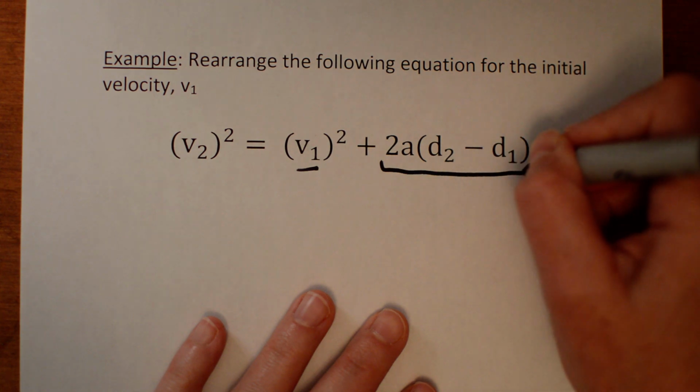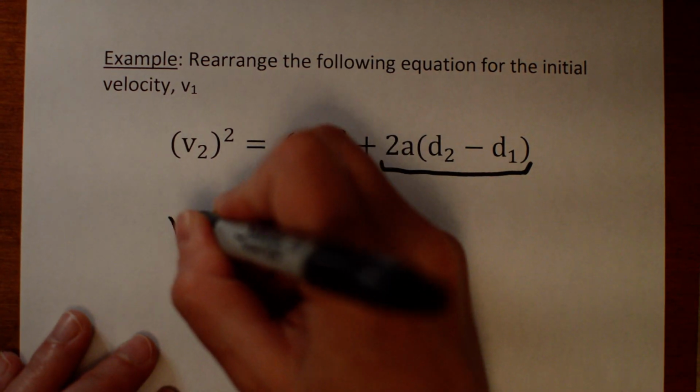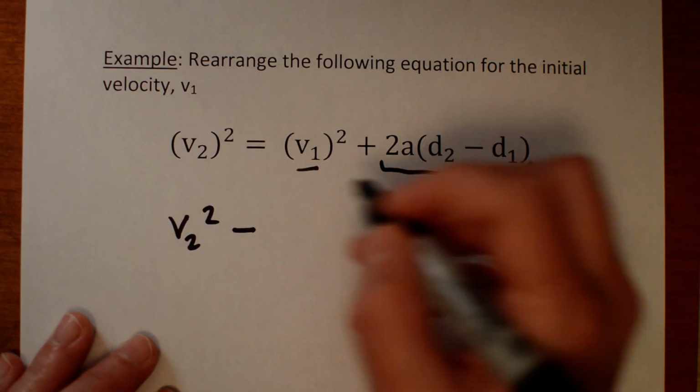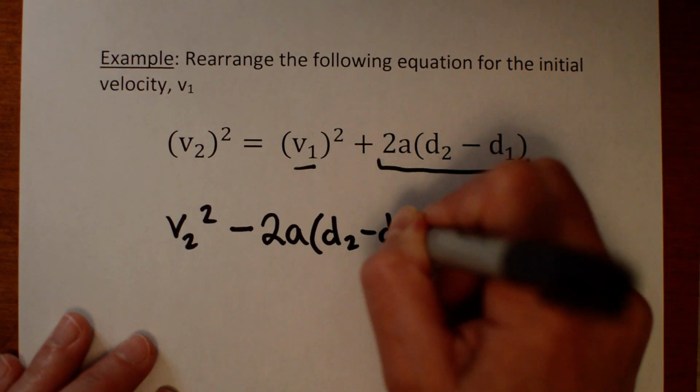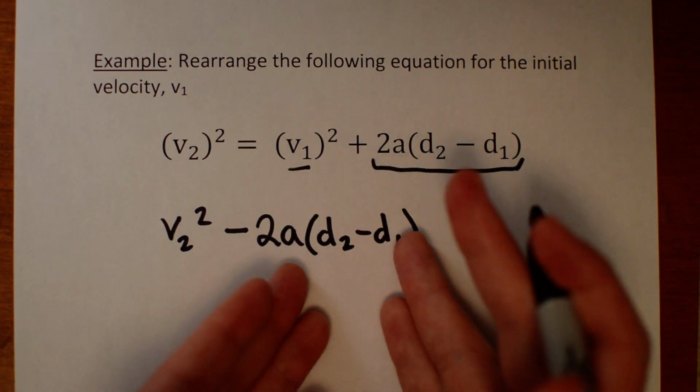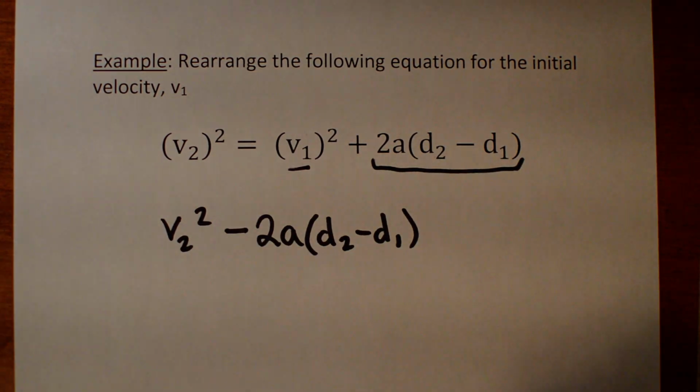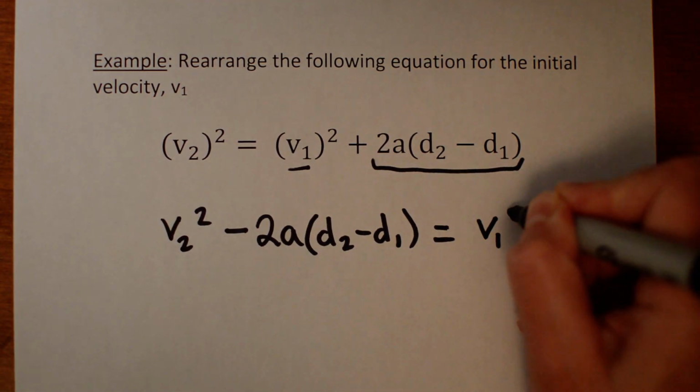This entire term here is being added, so we're going to subtract it from the other side. So I'll get v2 squared minus that whole term, 2a(d2 minus d1), and I don't even have to go inside that bracket because I'm not trying to get out d2 or d1, they're all good in there. And I get v1 squared over here.